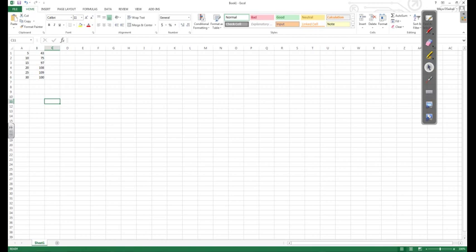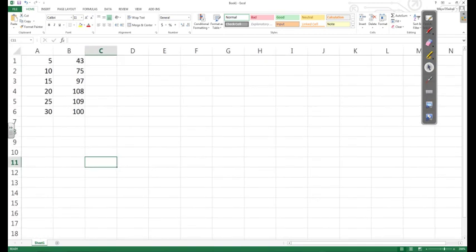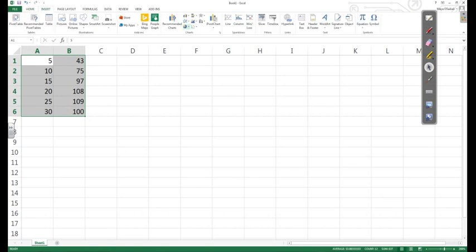Can you guys see this? This is kind of pinched. Oh, that's because of the lamp. Is that better? Yes, ma'am. Okay. So, same thing. You're going to highlight your points, and then you're going to go to insert, and then you're going to go to the scatter plot. Always we're going to use the scatter plot.